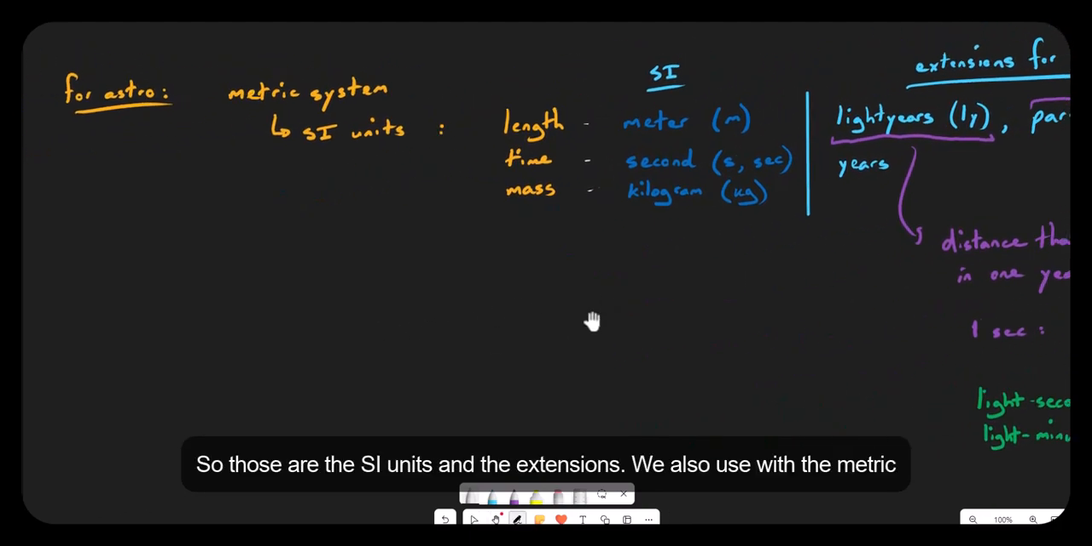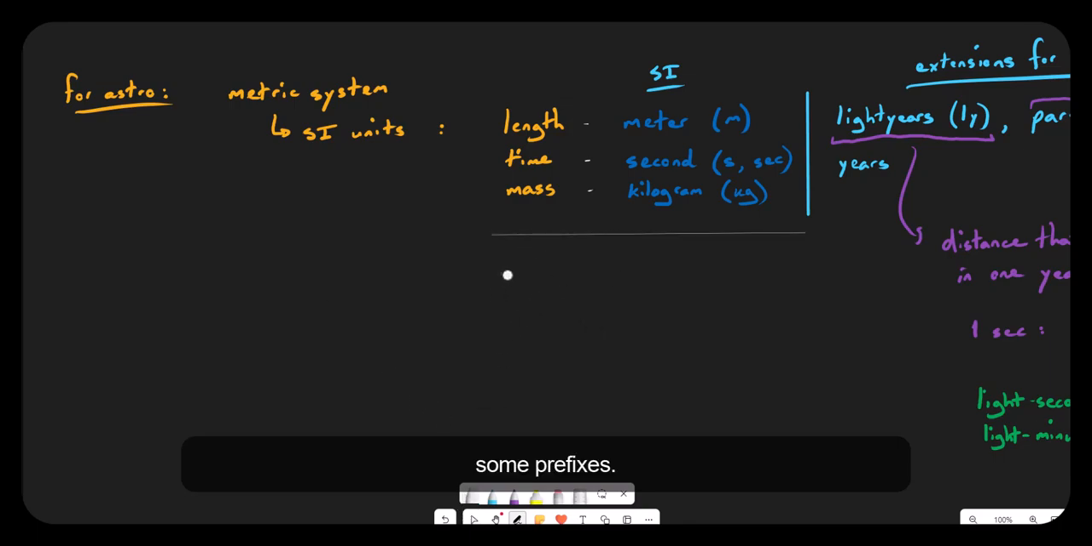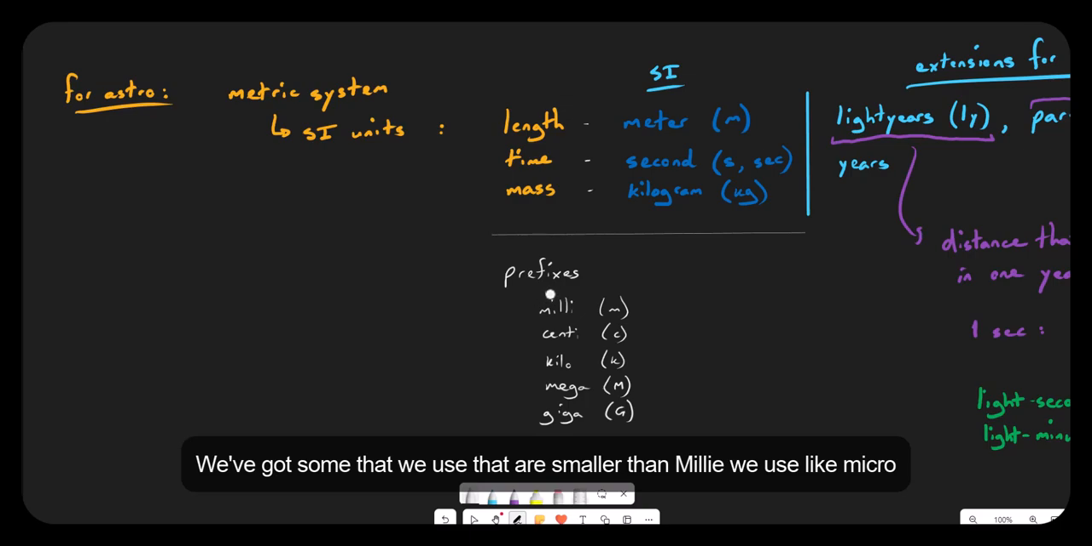So those are the SI units and the extensions. We also use, with the metric system, some prefixes. And you've used some of these before. Maybe not all of them. We use milli, which is a lowercase m, centi, lowercase c. We'll use kilo, which is a K. Mega is a capital M, giga, capital G. We've got some that we use that are smaller than milli.